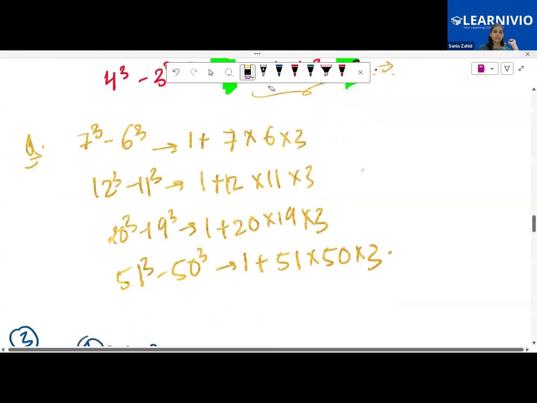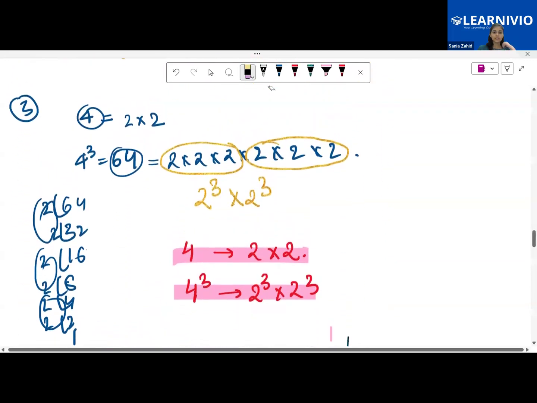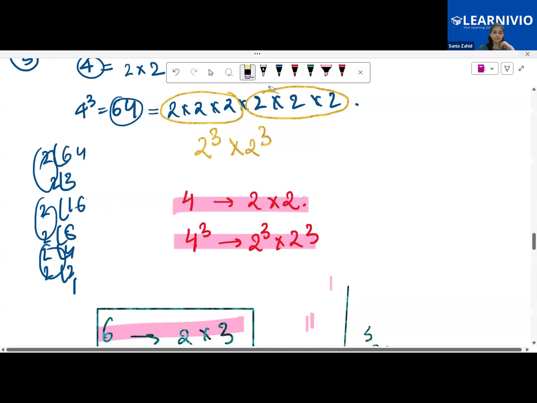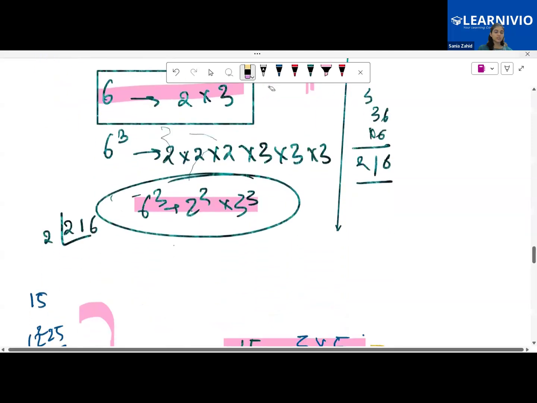Okay, very good. Then we came to the third pattern. What was the third pattern? The third pattern is 4. If you want to get 4, we have to do 2 into 2. So in cubes, the easy method is, since 4 equals 2 into 2, just put a cube above all the numbers. Okay, very good. So that was the third pattern.